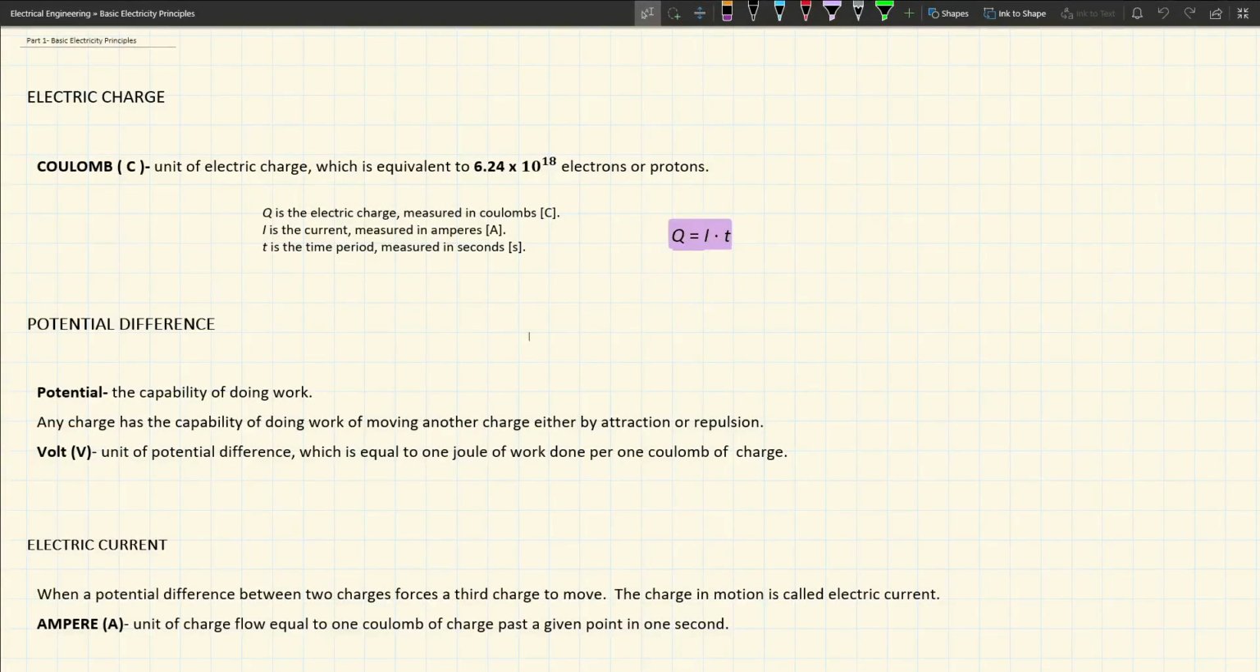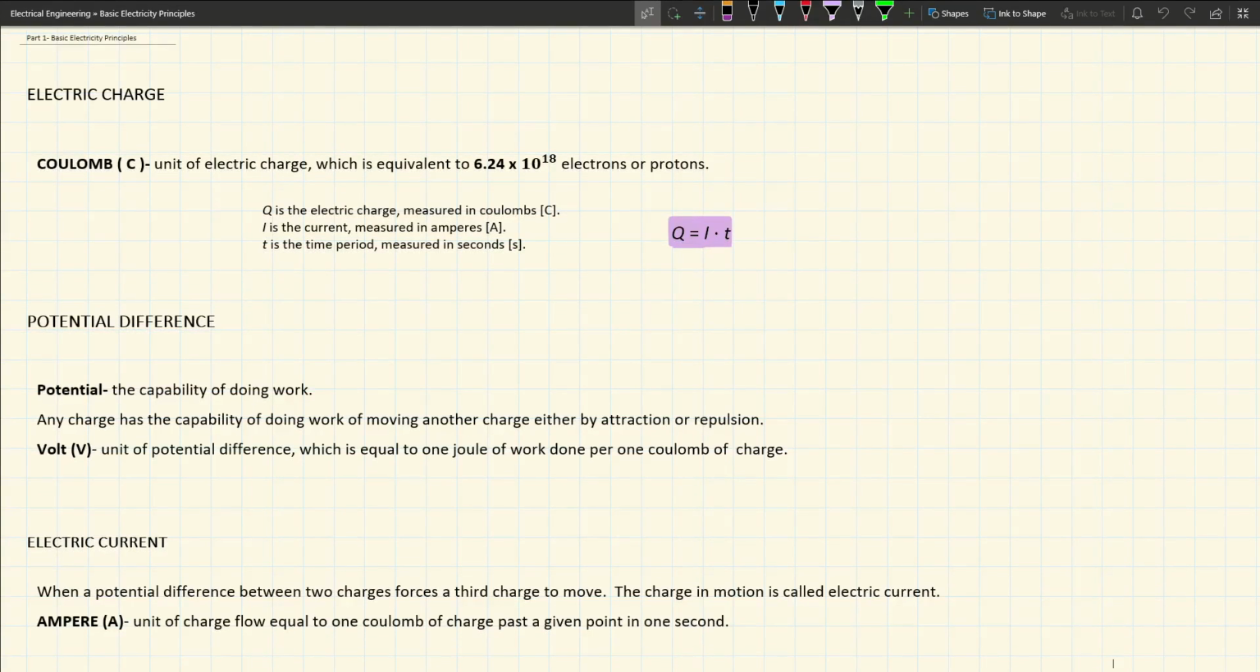Coulomb is a unit of electric charge and it's equivalent to 6.24 times 10 to the 18 electrons or protons. Electric charge is equal to the current flow with respect to time. So the formula is Q = I × T, where Q is the electric charge measured in coulombs, I is the current measured in amperes, and T is the time period measured in seconds.